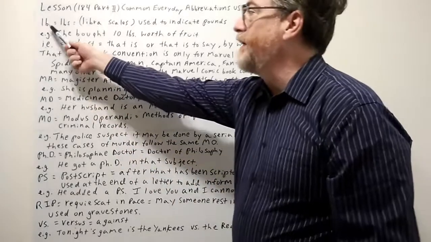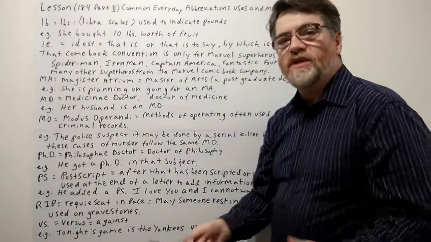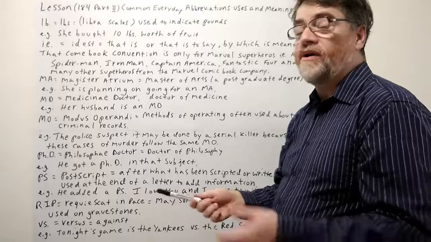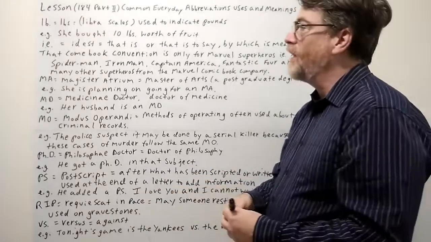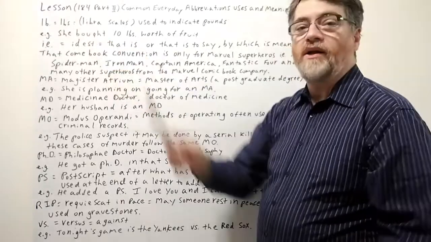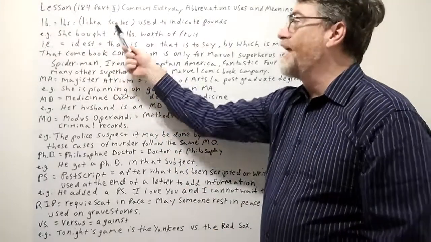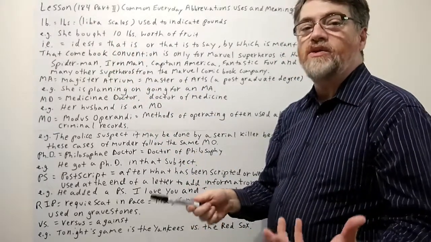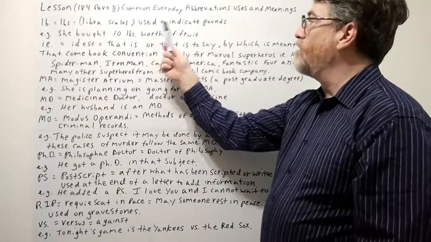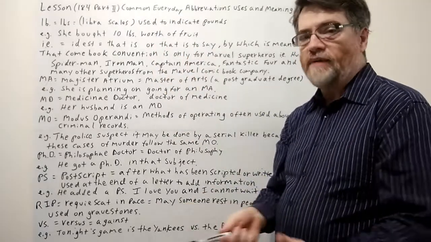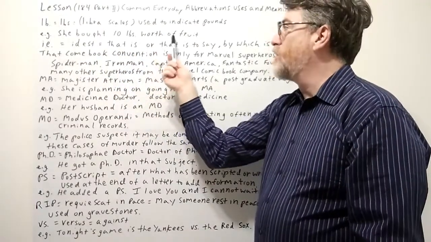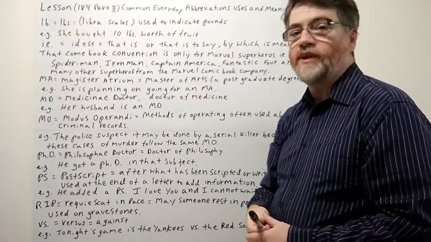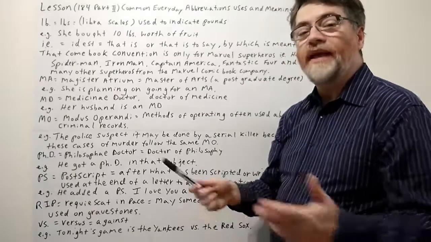The first one is LB, LBS. Now, most Westerners know that's pounds, but I've often heard a lot of Westerners say, why do we use LBS for pounds? Well, obviously, it comes from Libra, like the zodiac sign, Libra scales. So that's why it's used as a symbol for pounds. Okay, let's look at the example here. She bought 10 pounds worth of fruit. Okay, let's look at the next one.